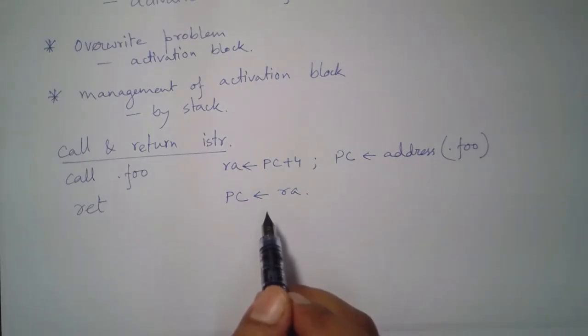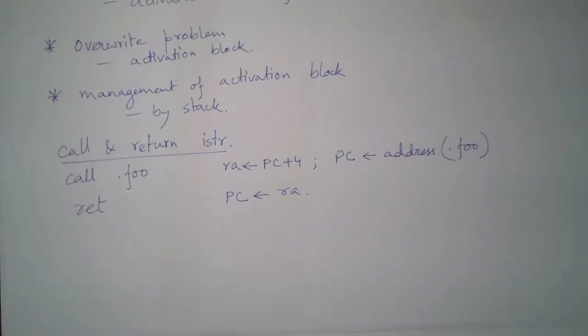All right. There is a very simple assembly code in the book for factorial calculation, which explains the activation block very well. So I would encourage you to go through it.